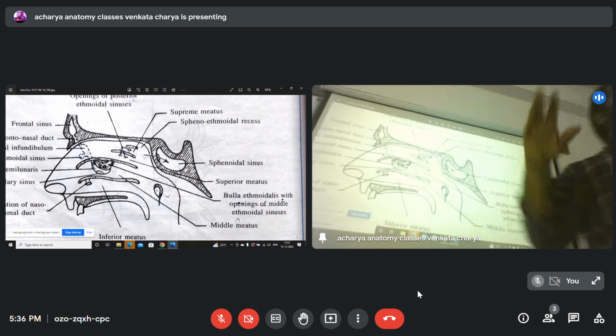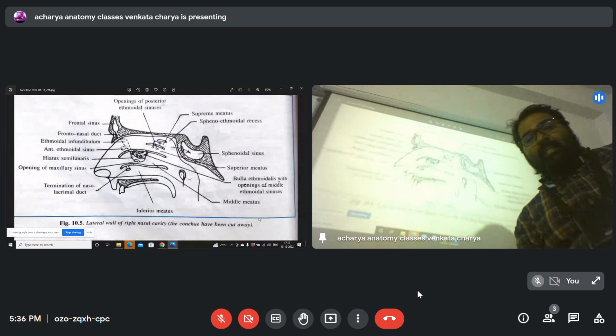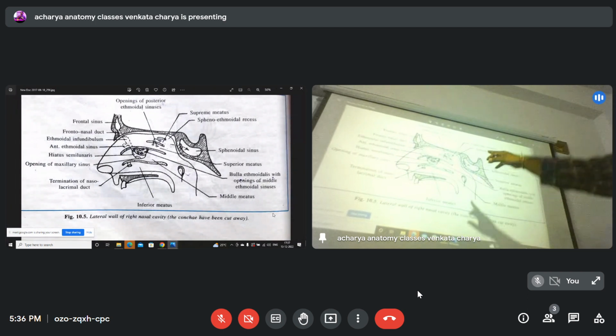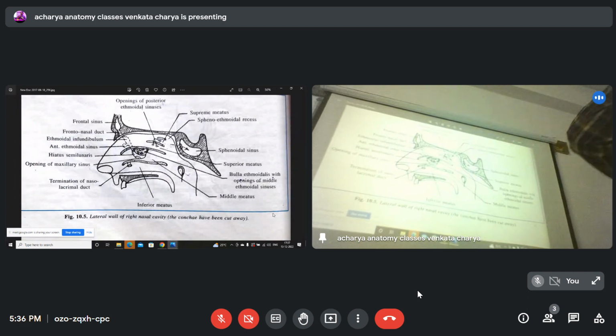Maxillary air sinuses. In the hiatus semilunaris, there is the opening of maxillary air sinuses.